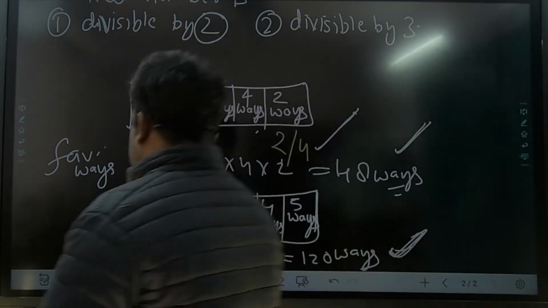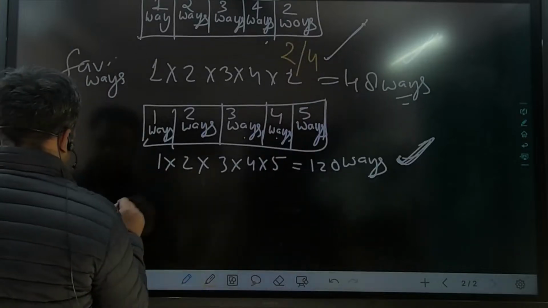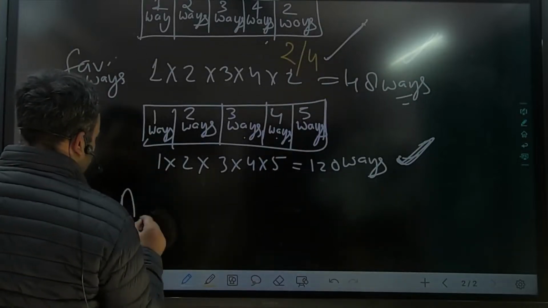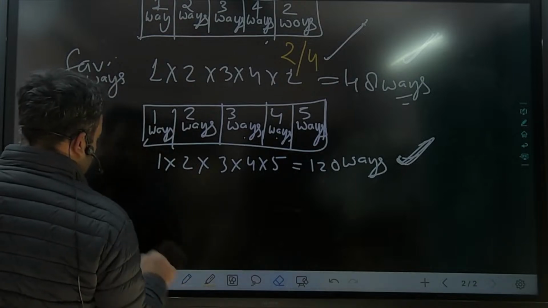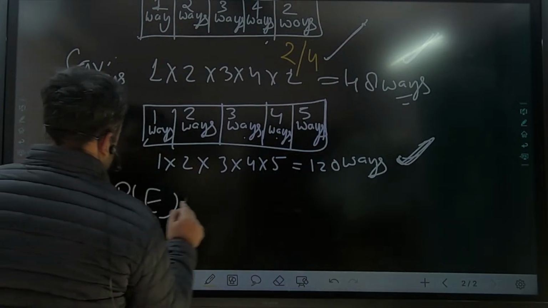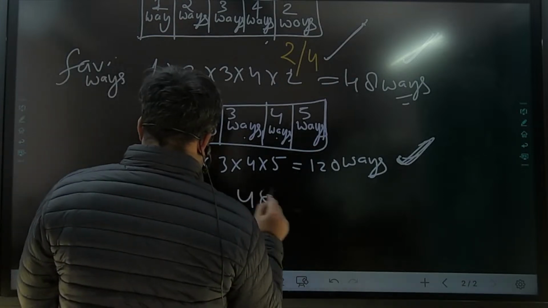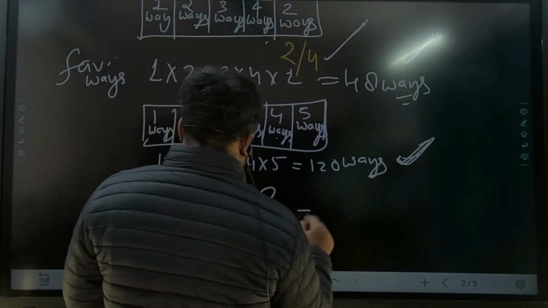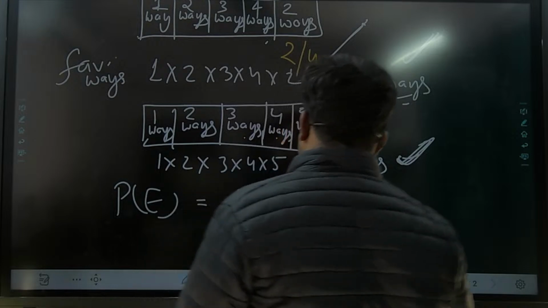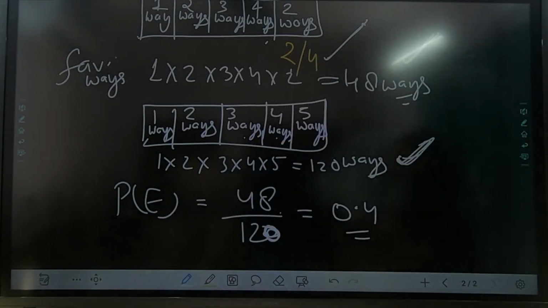So in this way, you have to bring in the probability definition. The probability will be what? For this event to happen, favorable ways are 48, right? And out of 120. So it will be around 0.4. So 40% chances are there that you can get a number which is divisible by 2.